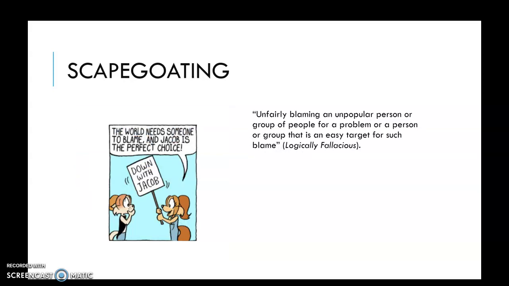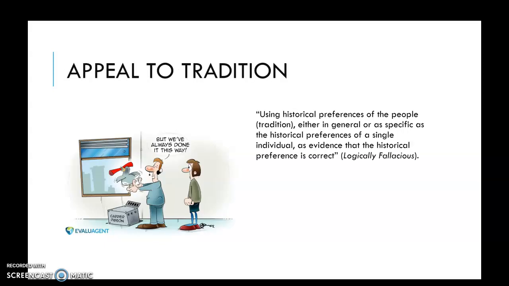Scapegoating is a fallacy in which you shift the blame to an unpopular person or group who then becomes the scapegoat for the problem. The appeal to tradition argues that just because something is old, it is better. When someone says, "But we've always done it that way," they're committing the fallacy of the appeal to tradition. On the flip side, you can also commit a fallacy when you say something new is automatically better. That's not the case either.